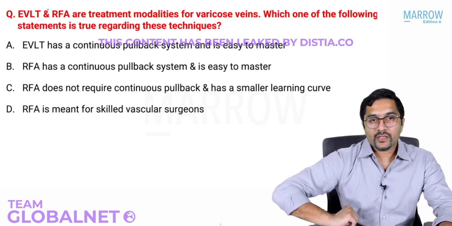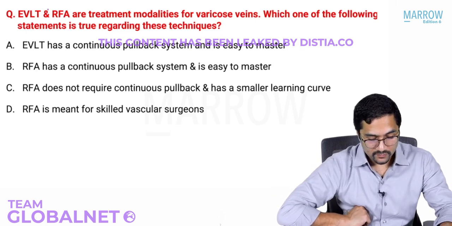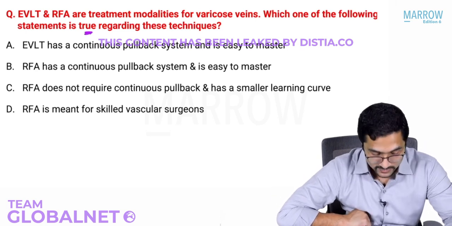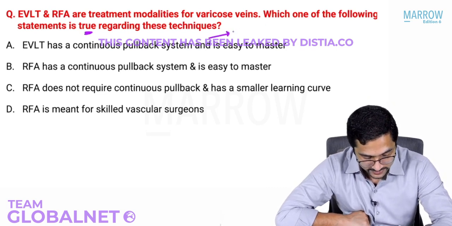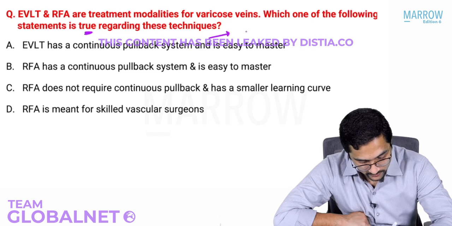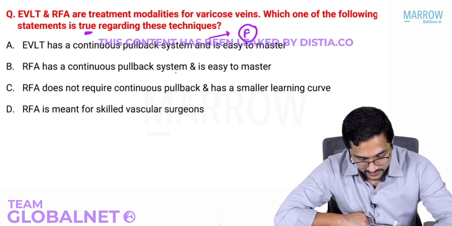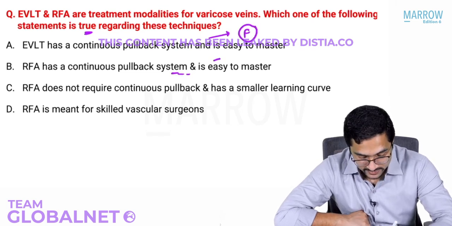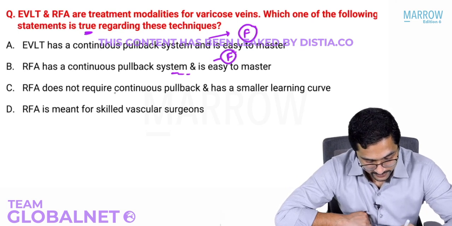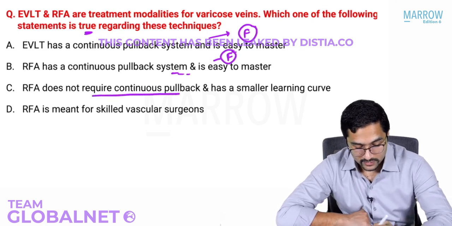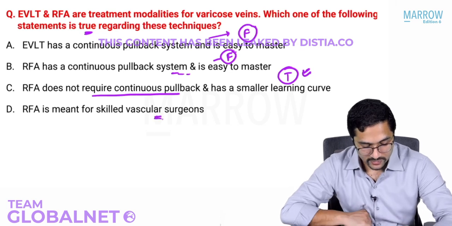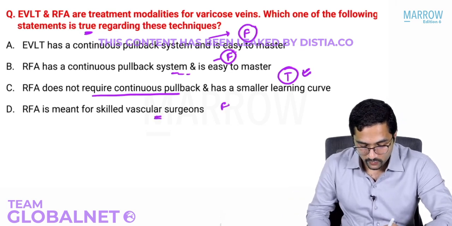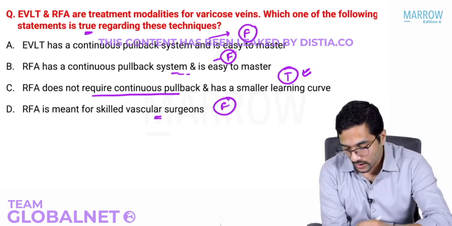EVLT and RFA are treatment modalities for varicose veins. Which one of the following statements is true regarding this technique? EVLT has a continuous pullback system and it is easier to master. False. RFA has continuous pullback system and is easier to master. False. RFA does not require continuous pullback, has smaller learning curve. This is true. RFA is meant for skilled vascular surgeons. This is false. RFA has a shorter learning curve.